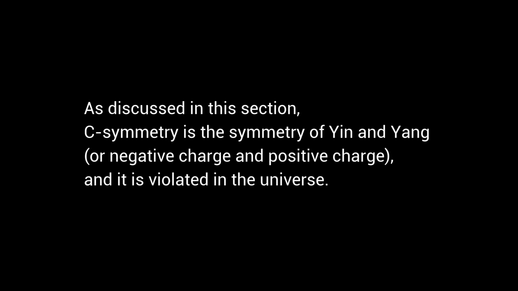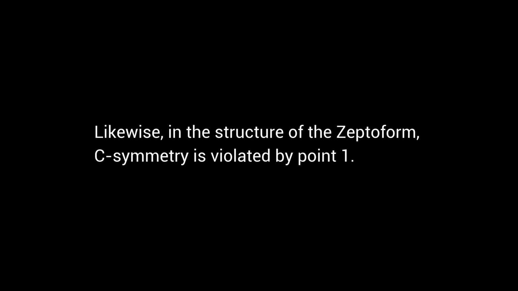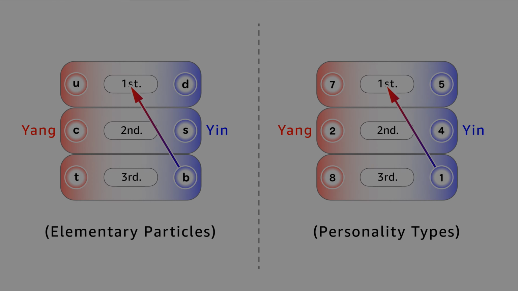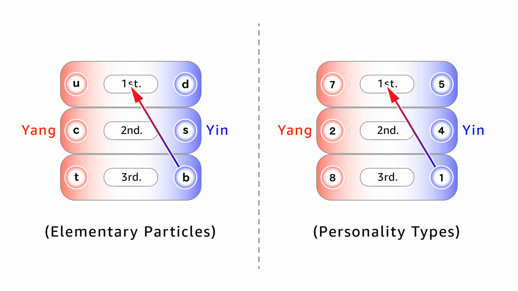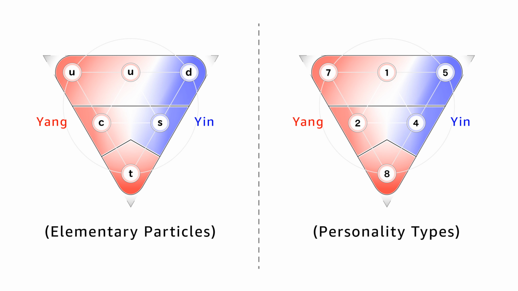As discussed in this section, symmetry is the symmetry of yin and yang, or negative charge and positive charge, and it is violated in the universe. Likewise, in the structure of the Zeptoform, symmetry is violated by point 1. In this figure, the left side represents particles, and the right side represents enneatypes. As illustrated in the right figure, point 1 is changed from introvert to extrovert, or yin to yang.